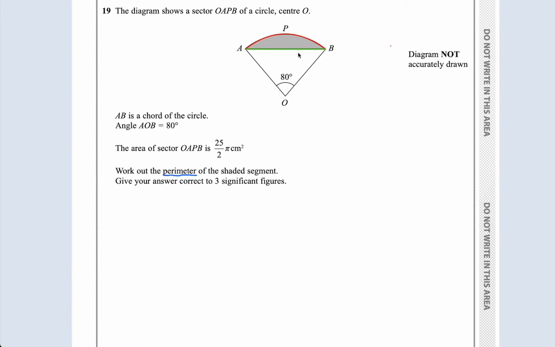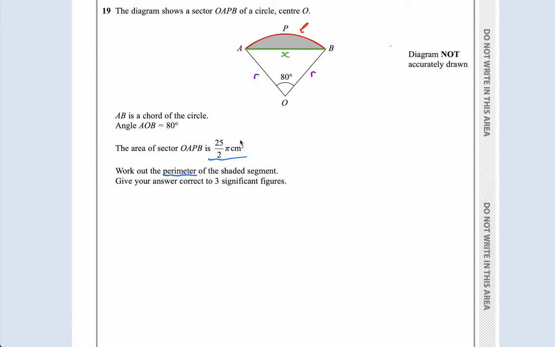Okay, so to get that, I need to get the length of this arc, which is, let's call it L. It's the arc length, and I have a formula for that. And I need to get this length, let's call it X. I'll use the cosine rule because I will know the radius. The radius is this and this. And if I know these two, I will be able to find X. Now, I don't know the radius yet, but I have this bit of information here, that the area of the sector is equal to 25 pi over 2.